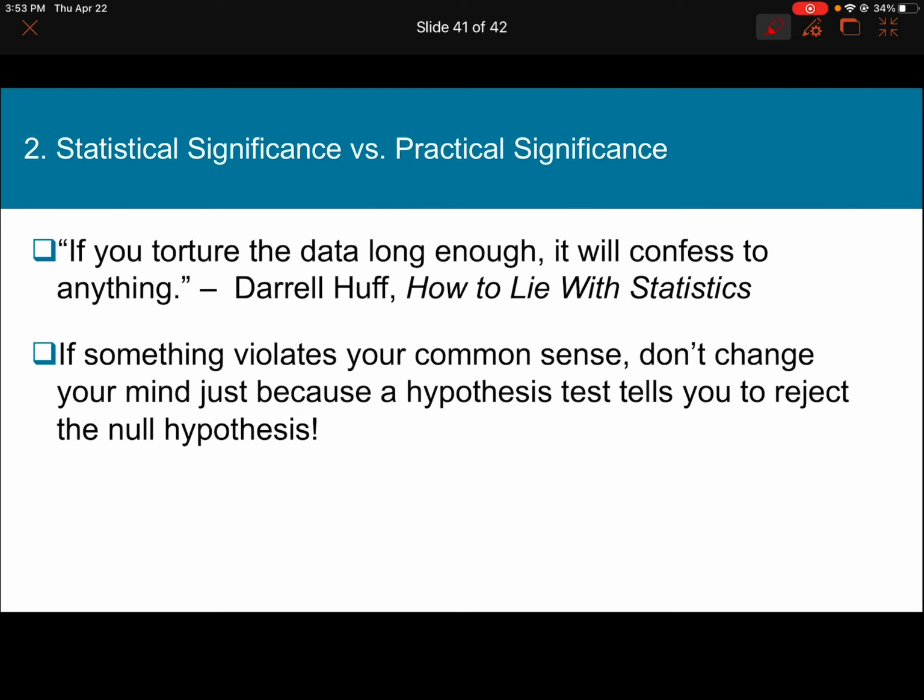Now, what it comes down to is if something violates your common sense, don't change your mind just because a hypothesis test tells you to reject the null hypothesis. Use common sense as you're using statistics. The good news is this is our last lesson for this semester. If you have questions, let me know.